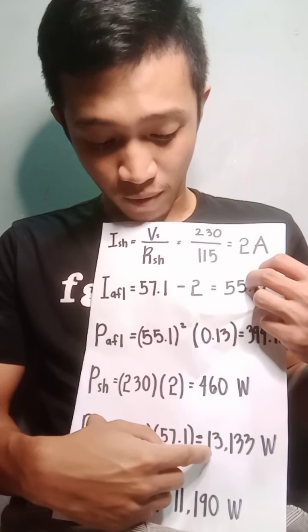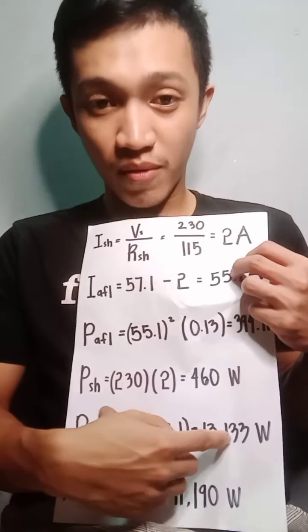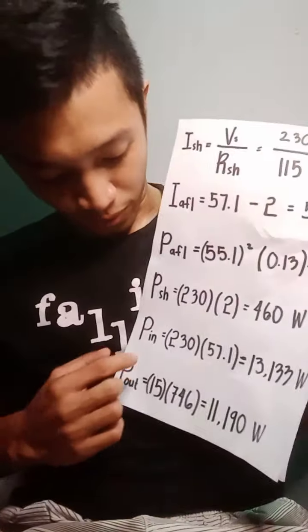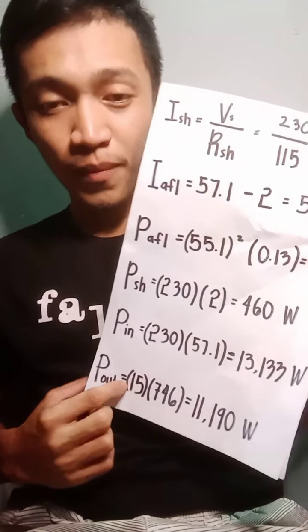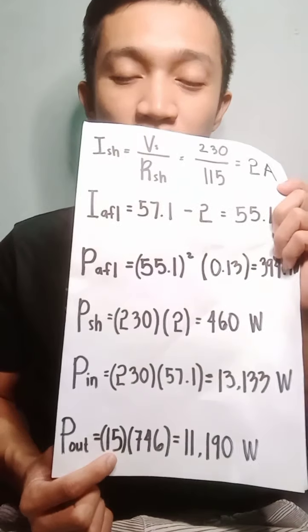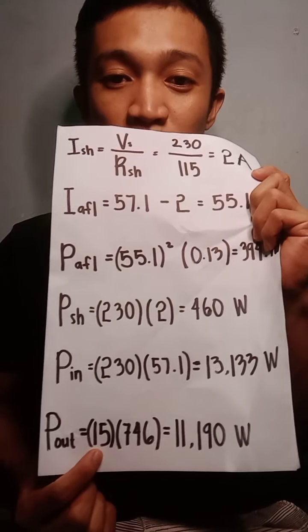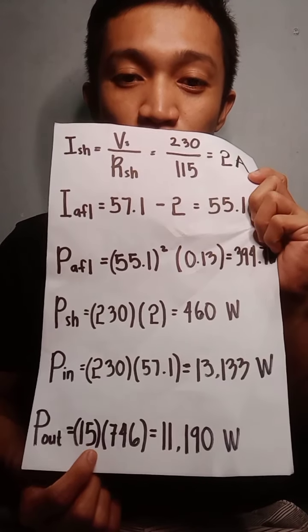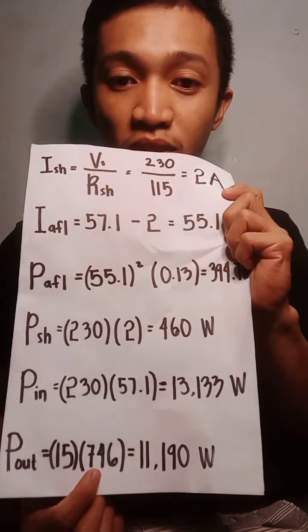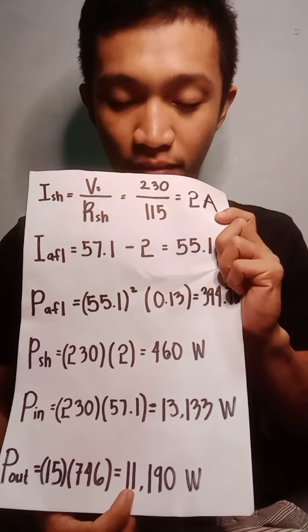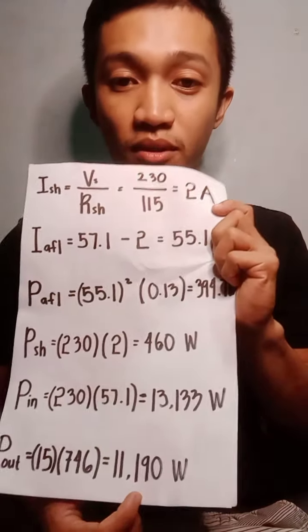We have 13,130 watts. Now for our power output, power output is given, and that's 15 horsepower. To convert that to watts, you multiply it to 746. You should have a power of 11,190 watts.